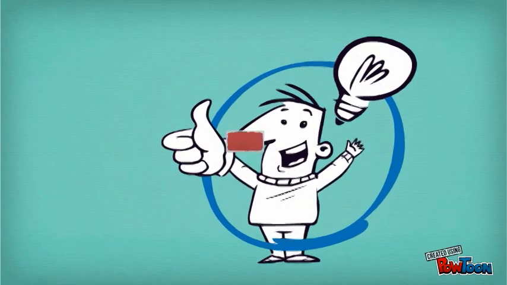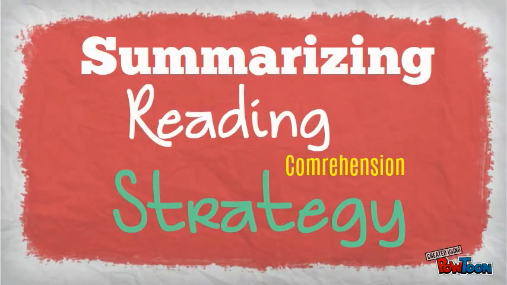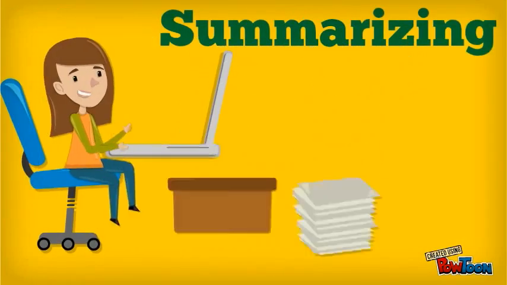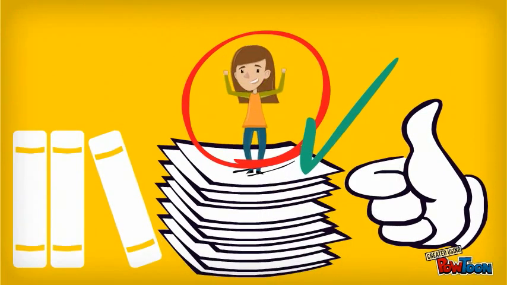Lastly, we have the summarizing reading comprehension strategy. Another way for pupils to interact with the story is for them to summarize what they have read. This way, they will be able to become more effective and self-sufficient readers.